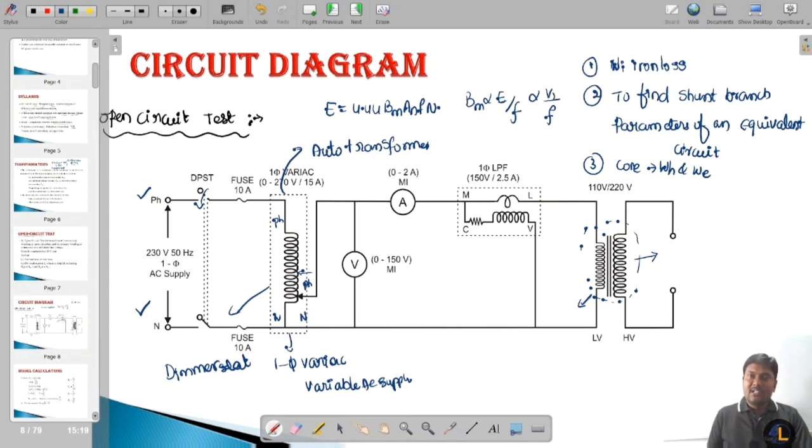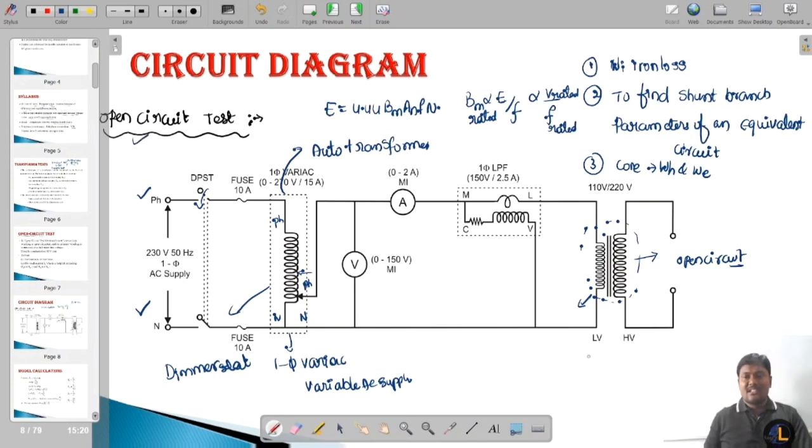By applying rated voltage at rated frequency, the Bmax in the transformer core is also rated. By keeping one of the terminals, either input terminals or output terminals, but here the output terminals, in open circuit condition, this test is called the open circuit test.